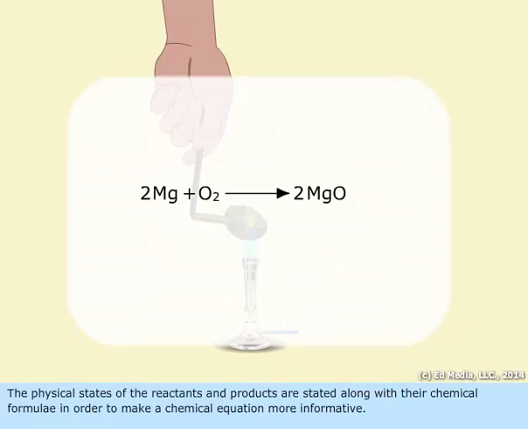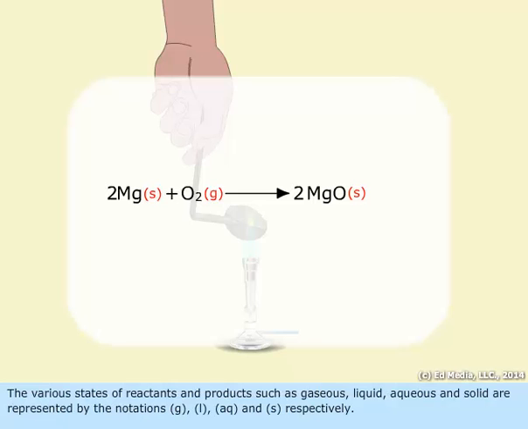The physical states of the reactants and products are stated, along with their chemical formula, in order to make a chemical equation more informative. The various states of reactants and products, such as gaseous, liquid, aqueous, and solid, are represented by the notations g, l, aq, and s, respectively.